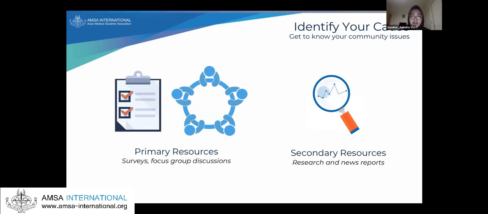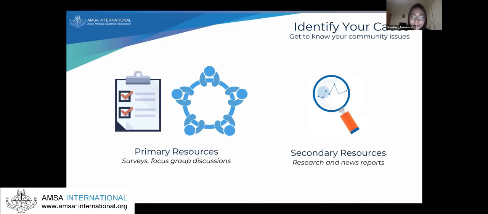And after that, you can go to the community to learn if your concern is also the concern of other people. Because of course we know that our own concern cannot always be generalized to the whole population. And the way to know if that problem is also other people's problem is by looking in primary resources or secondary resources. You can also do both, of course.